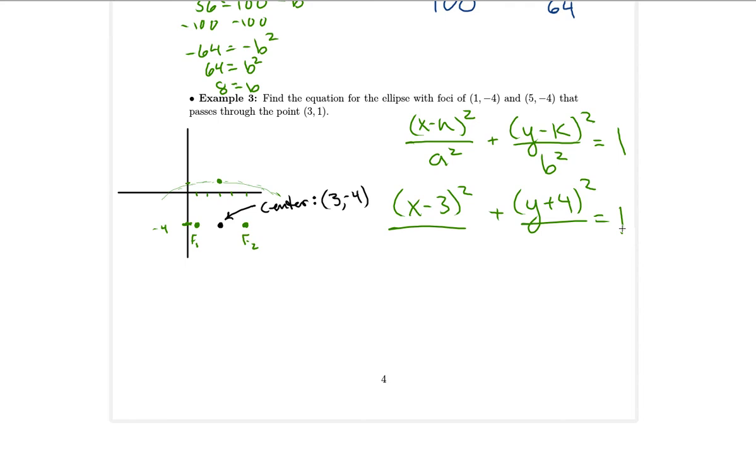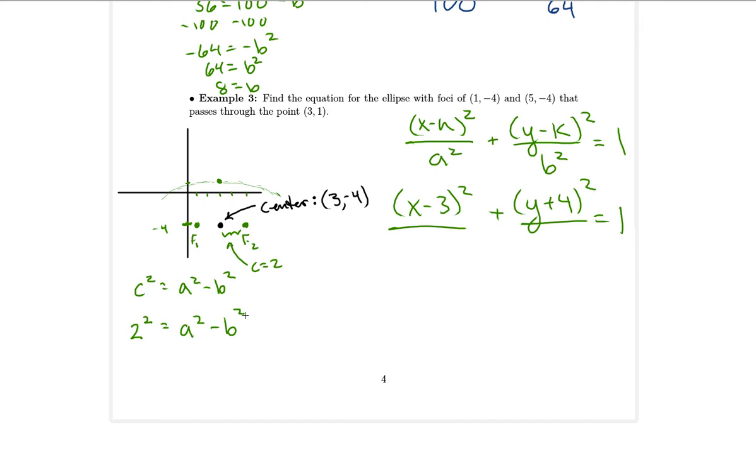But notice that we don't know what A is, and we don't know what B is. In the last problem, we at least knew what A and C both were, so we were able to find B. But here, all we know is C, right? So we do know, once again, our formula, C squared equals A squared minus B squared. What we do know is that because the focus here is 2 away from center, we know that C is equal to 2. So I can go ahead and put 2 squared in here. Okay, but that's all I can do. I don't know what A or B are.